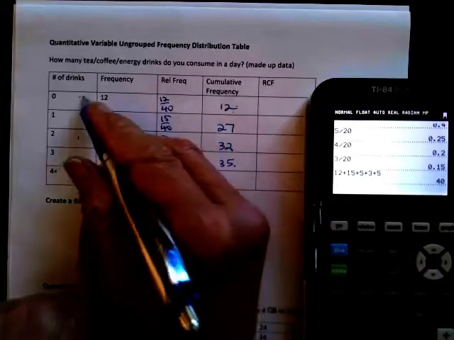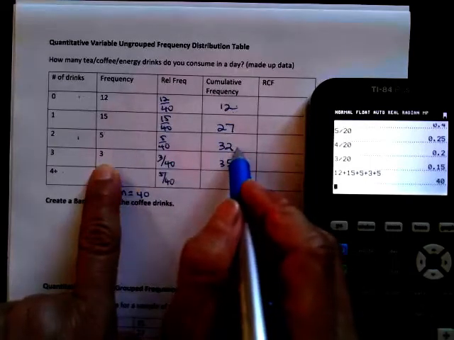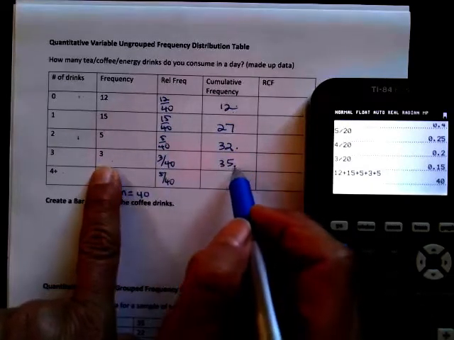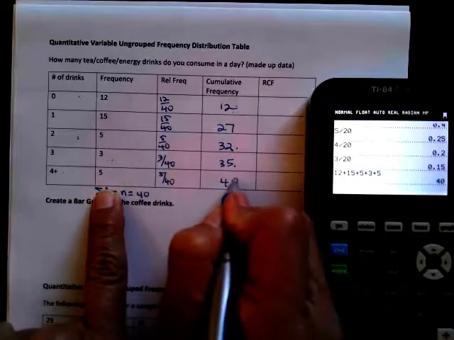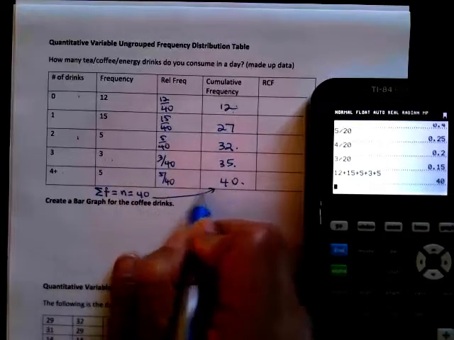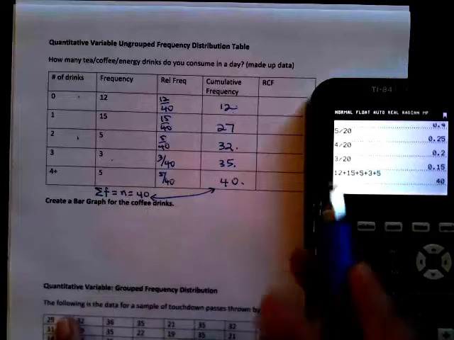35 people drink 3 or fewer. So I'm taking the 32 that I had, adding on the next 3. And then finally, that end number in your cumulative frequency column should match your n.